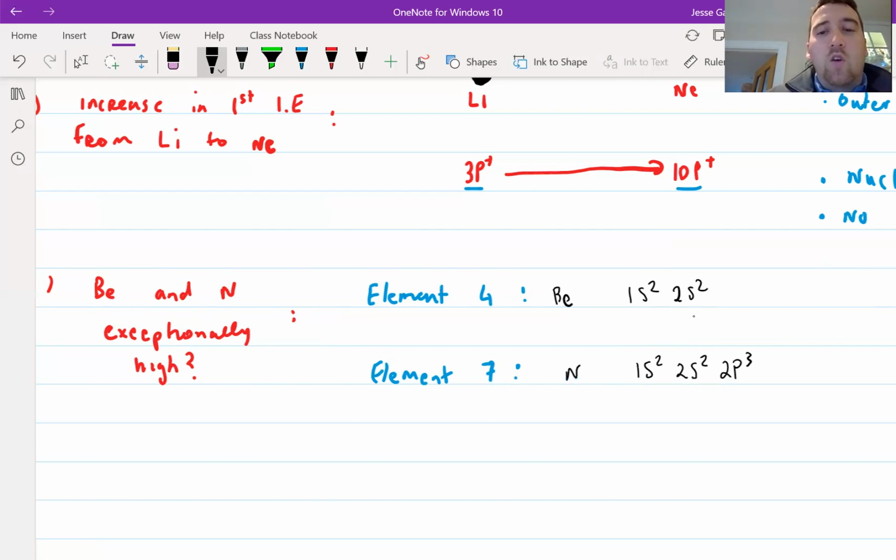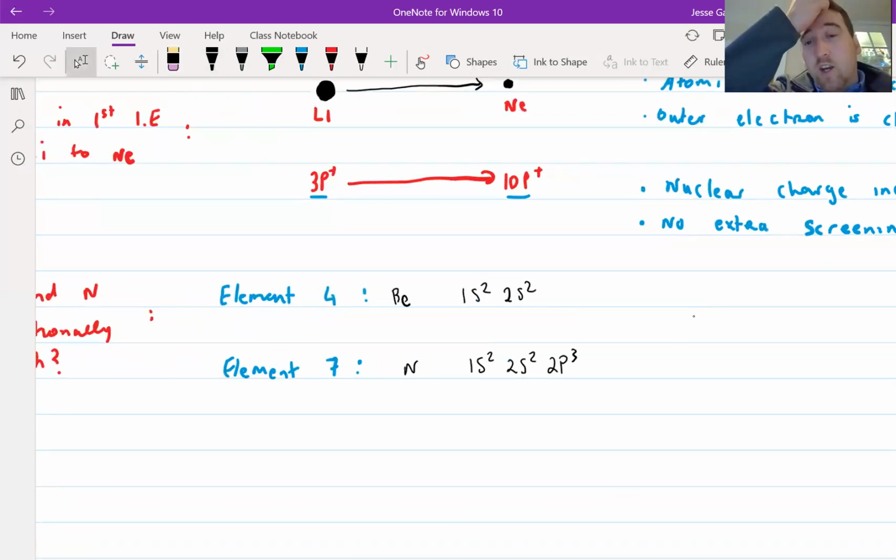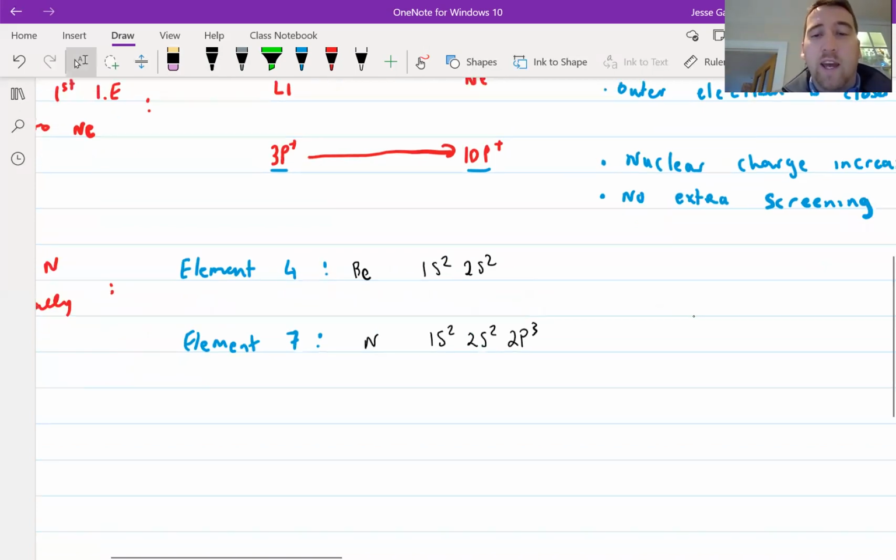Right, now that you've written out the electronic configurations, can you tell me something about them? What's special about these? That means they have a higher first ionization energy. So I've given you so many clues. If you can't get this by now, I'm getting worried. Okay, so pause the video and write down the explanation for why these two are exceptionally high.